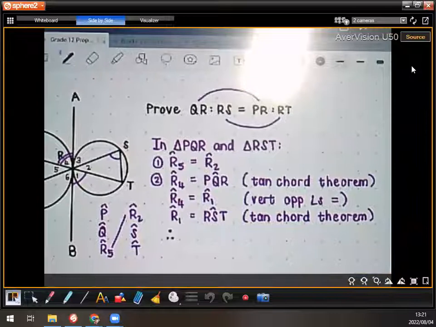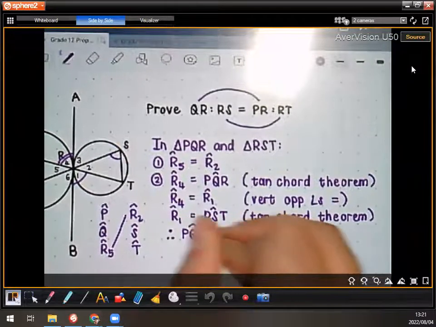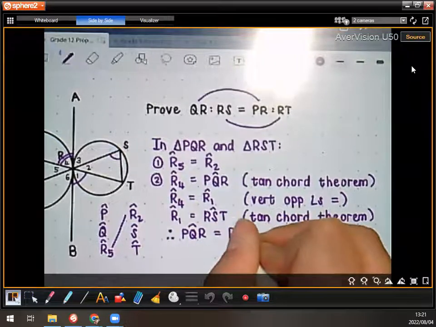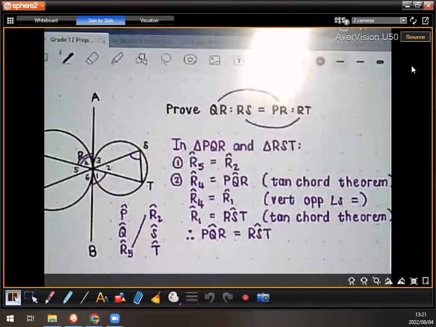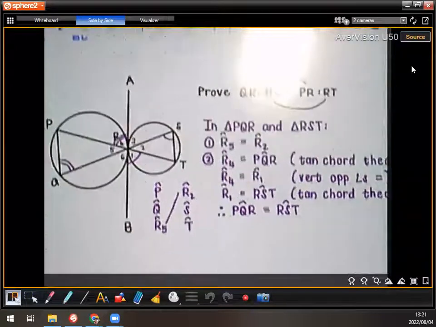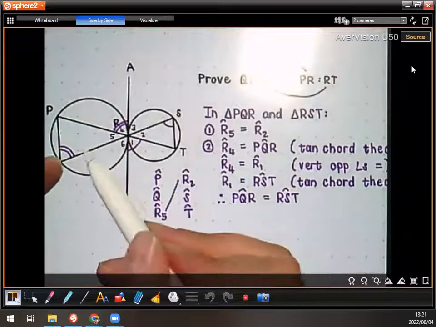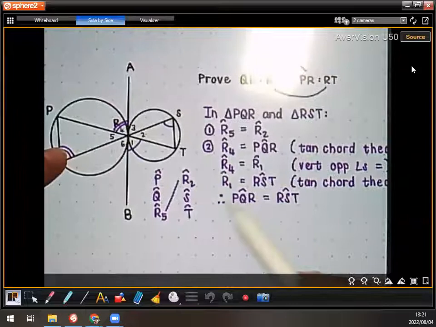Therefore, P to R is equal to R is. Now just keep checking what you're actually trying to prove, that the triangles are similar, right? So you need to prove that that angle is equal to that. Okay, so that's what your final line figure.